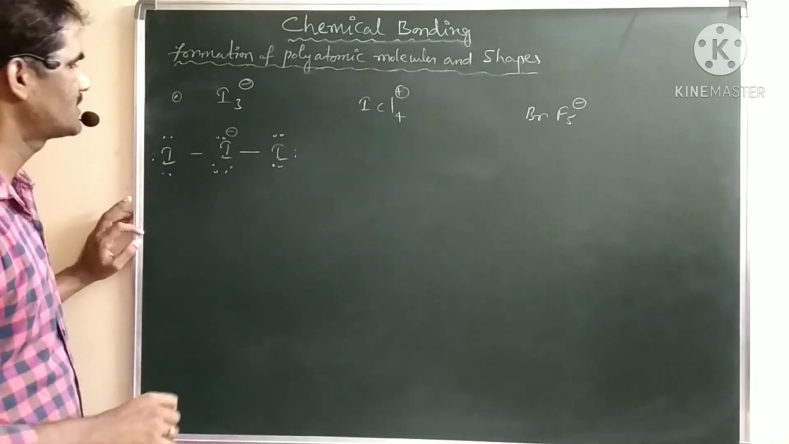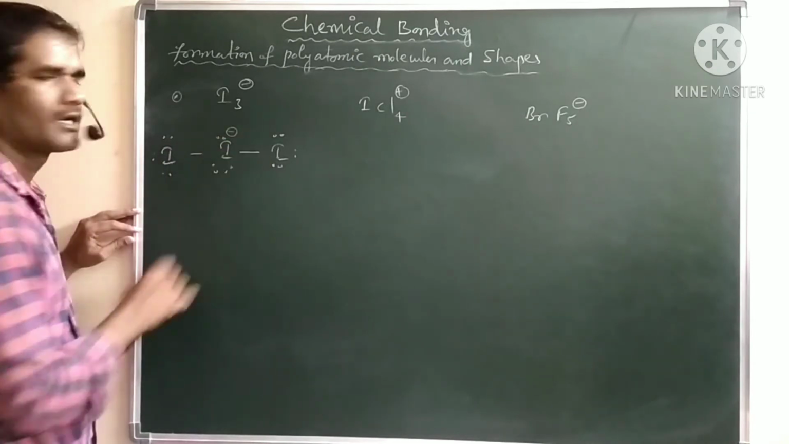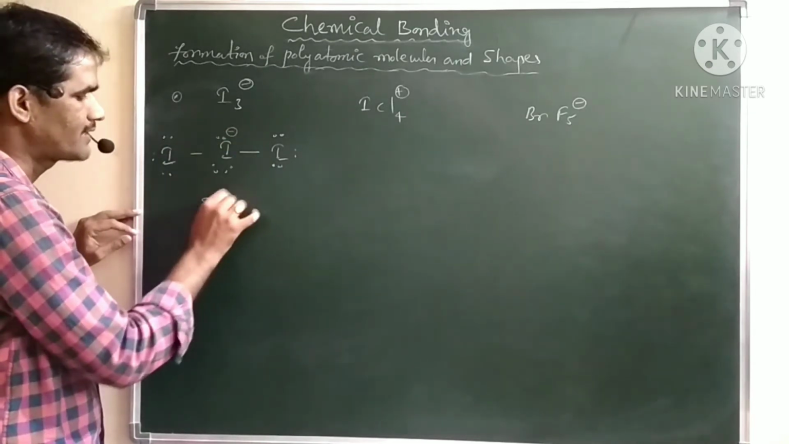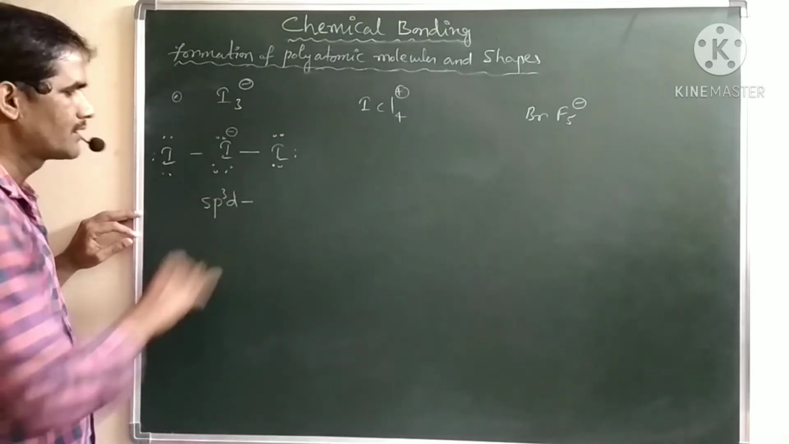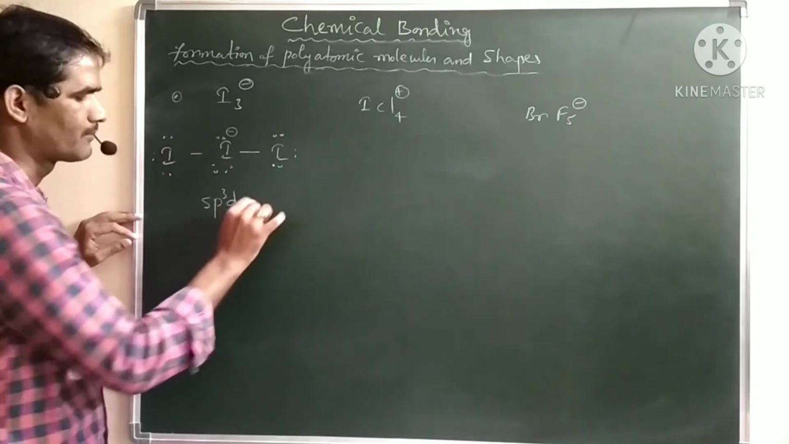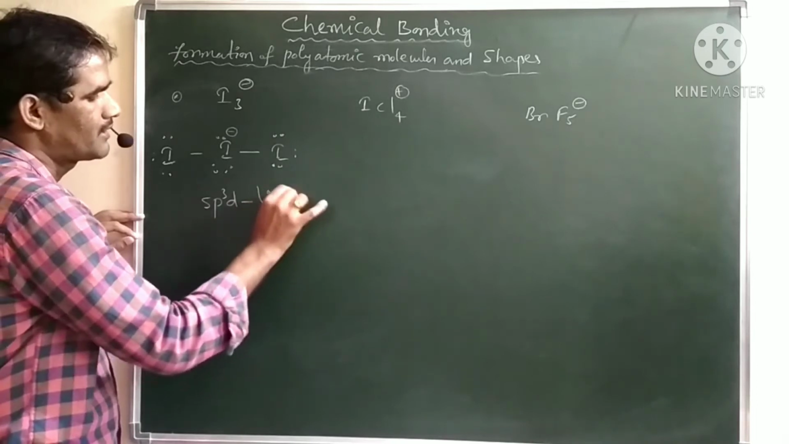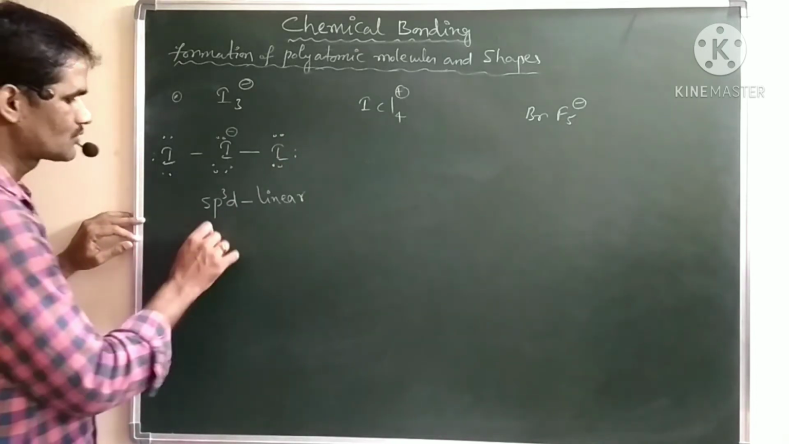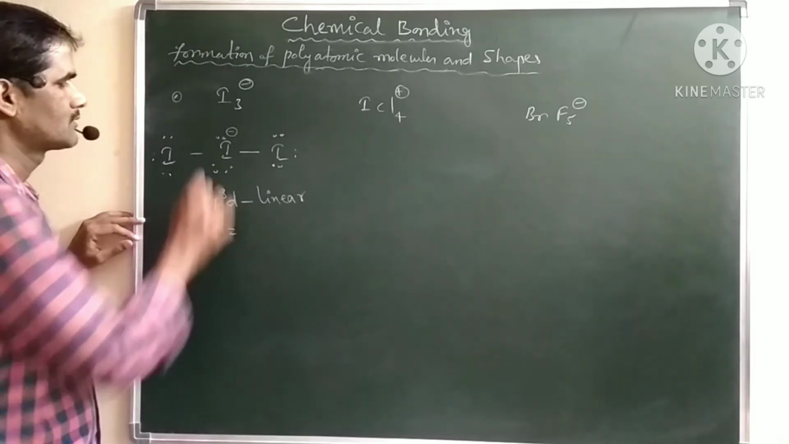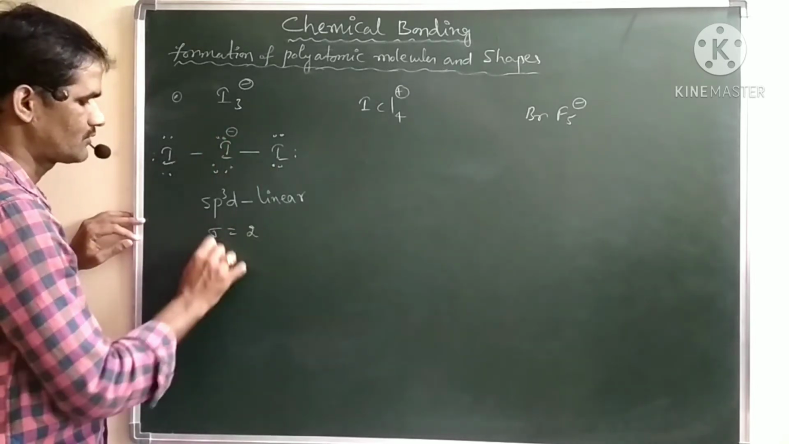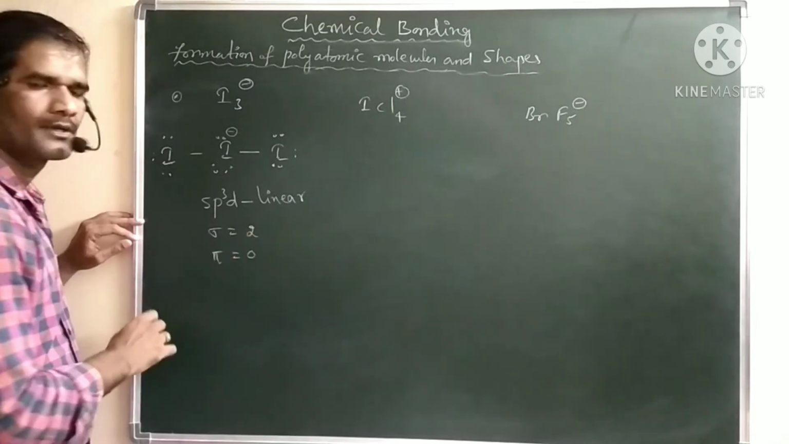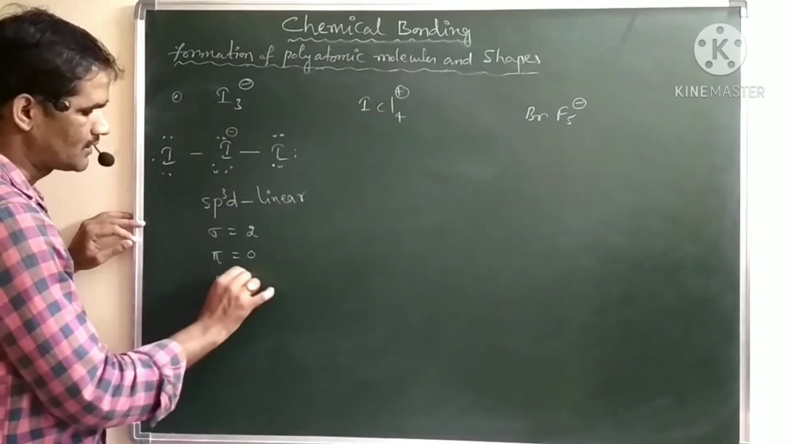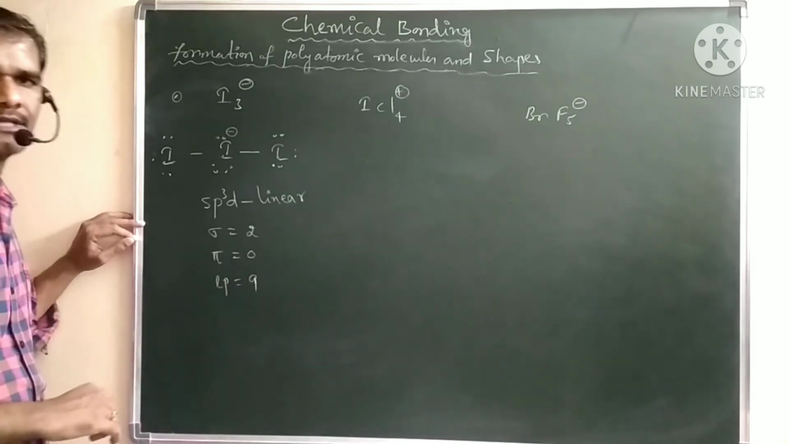Now for hybridization, it has 2 bond pairs and 3 lone pairs, so total 5, sp3d hybridization with 3 lone pairs. So the geometry of I3 minus is linear. The total number of sigma bonds is 2, pi bonds 0, and lone pairs 3, 3, 3. On the molecule, total 9 lone pairs.